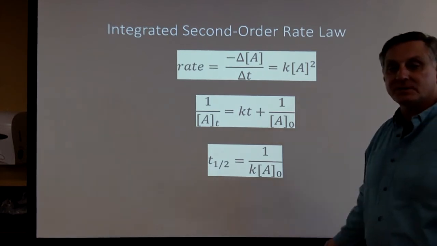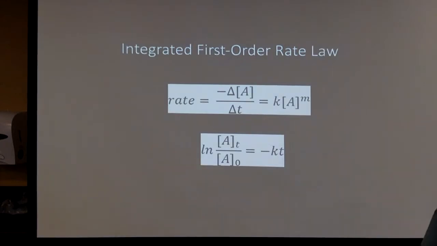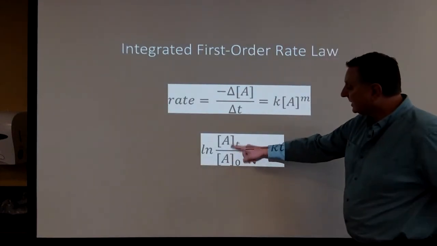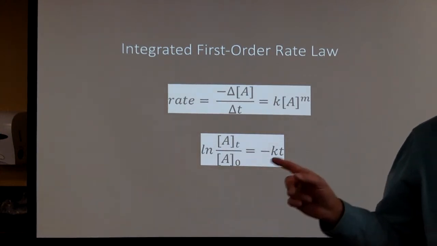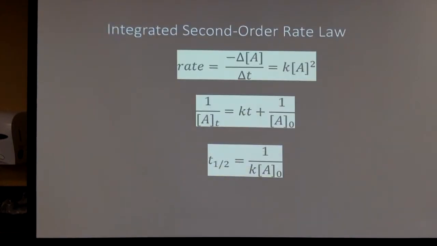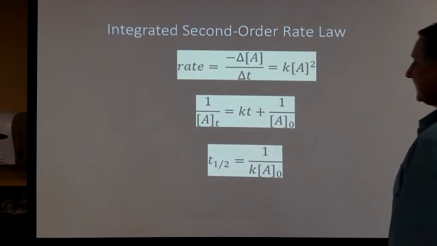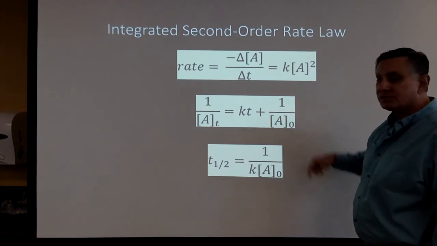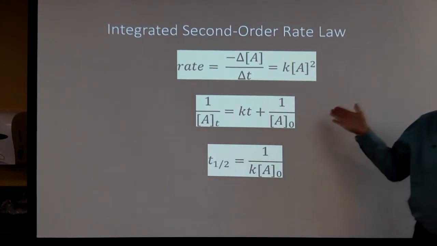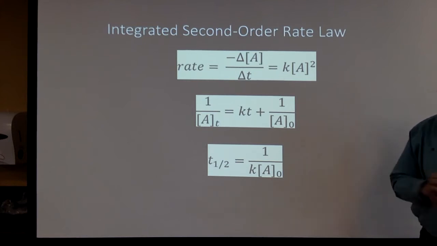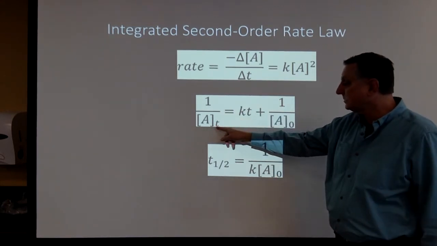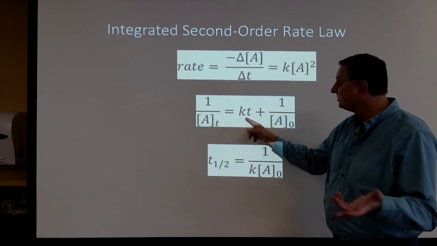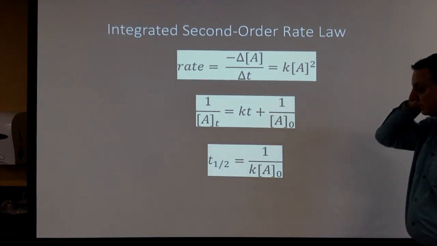Now, I'm going to go back to the integrated first order rate law. Natural log of concentration at time t over concentration initially equals minus kt. First order rate law has the natural log relationship. The second order rate law has a 1 over concentration relationship. You don't have to memorize this, but you need to know when to use it and how to use it. Any reaction that is second order, 1 over concentration at time t is equal to kt, should be familiar, plus 1 over the concentration at time 0.